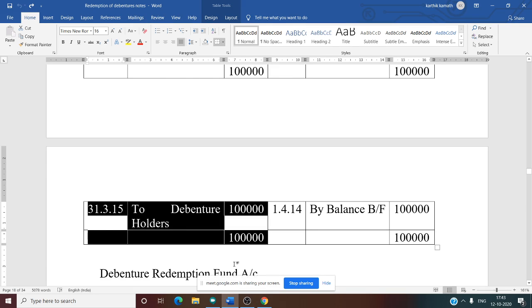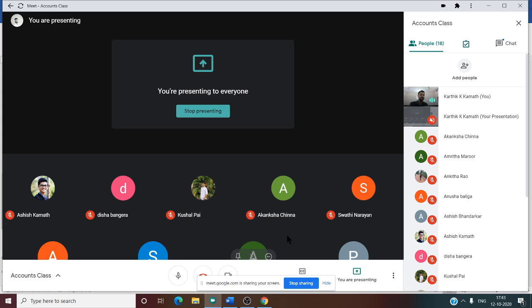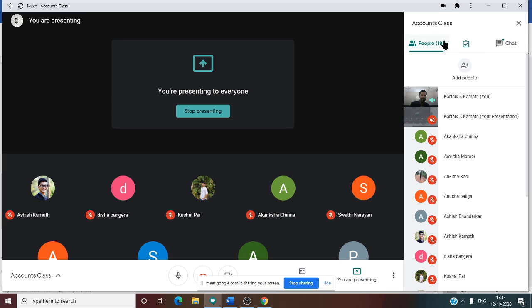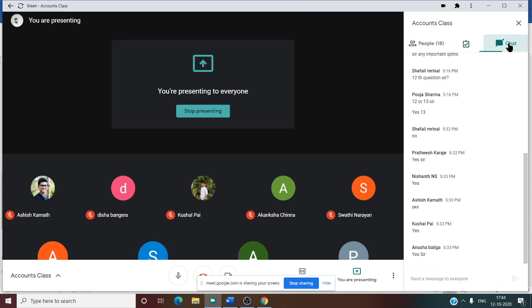Very simple account, 8% debenture account. Anything you want to ask in 8% debenture account, you can ask me now. Any doubt regarding it? Very simple this is. Just carry forward and brought forward the amount. Except for the beginning and the end of the year there is no entry, and everything else is very simple. So any doubt regarding this?